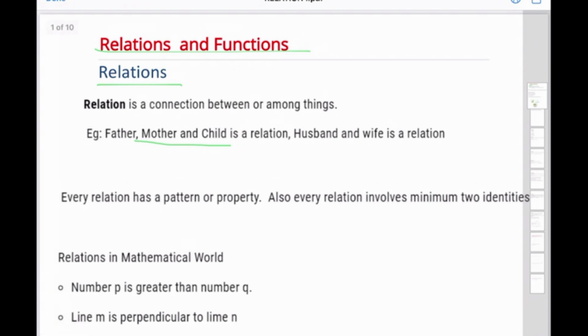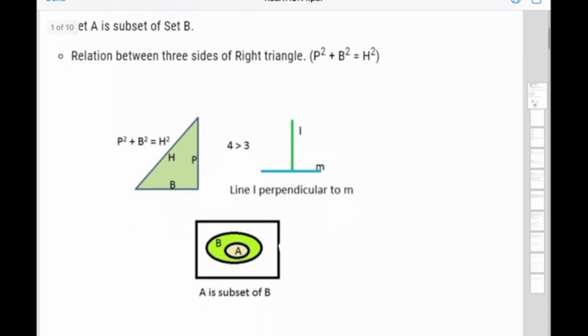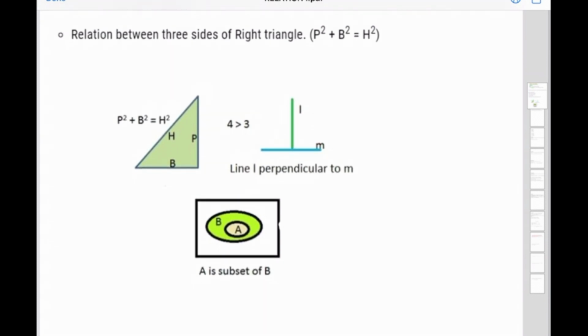You have used so many statements in maths also, like the relation between the three sides of a right angle triangle, which is known as the Pythagoras theorem. 4 is greater than 3, a number is greater than the other. This is also an example of a relation. In the same way, if L is perpendicular to M, this is also a relation. A is a subset of B, so this is also a relation. These are examples of a relation in mathematics.